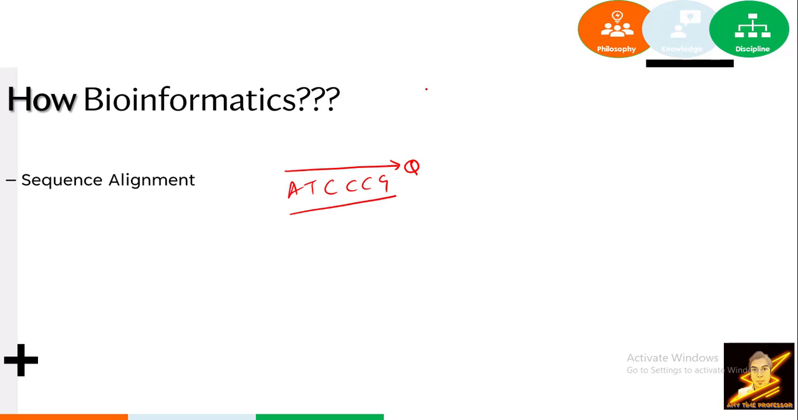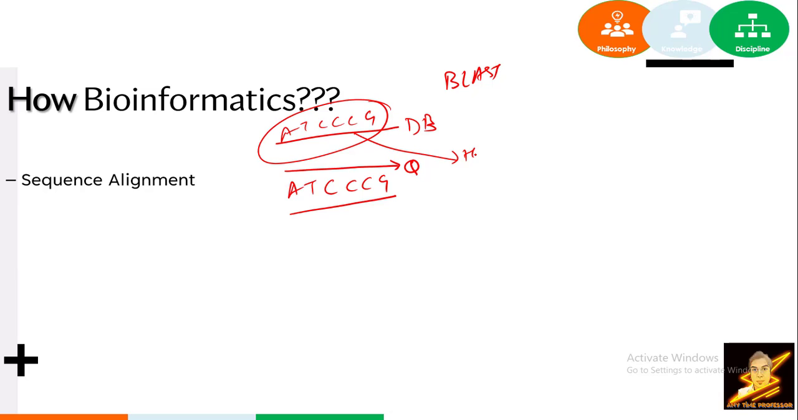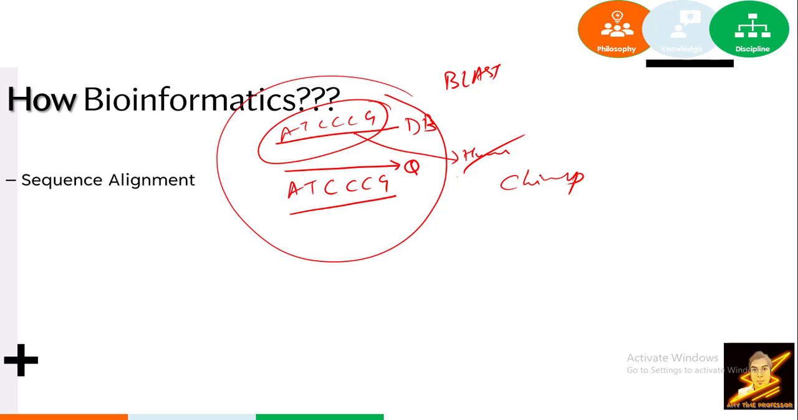I simply have to use a tool known as BLAST, using sequence alignment, pairwise sequence alignment, in which I will align my query sequence with the database. If it is matching, for example, with human, I can say that it belongs to human, or if it matches chimp, I can say that it belongs to chimp. So what is the advantage of using sequence alignment in bioinformatics? In sequence alignment we can find out orthologs and paralogs.